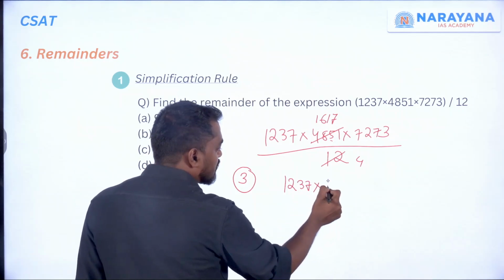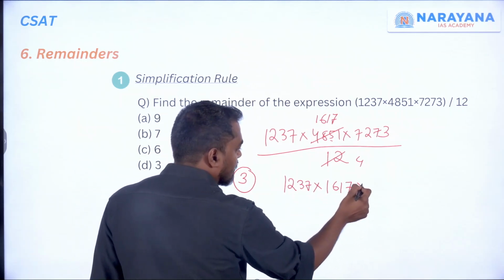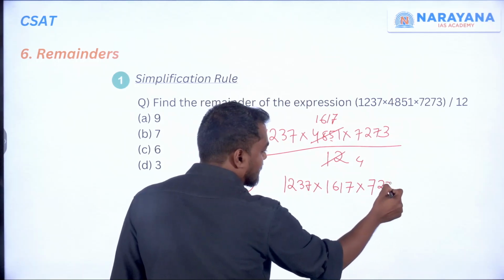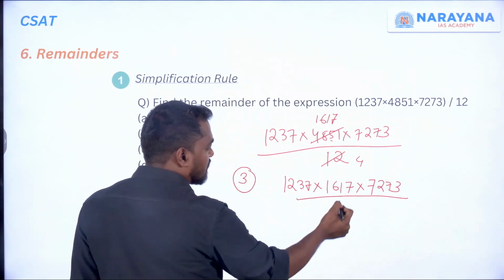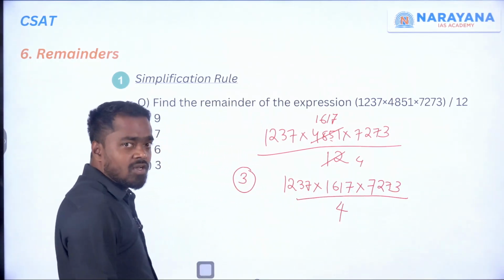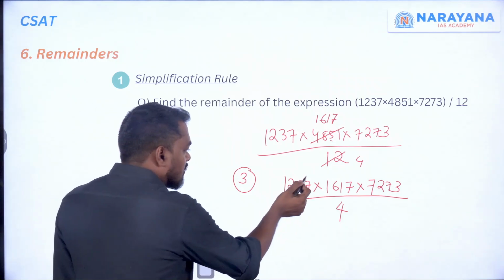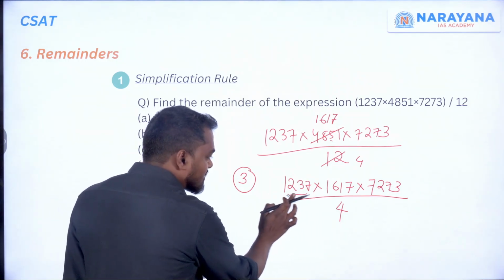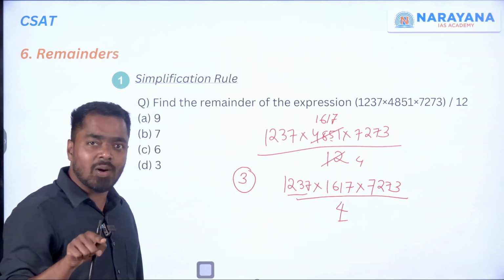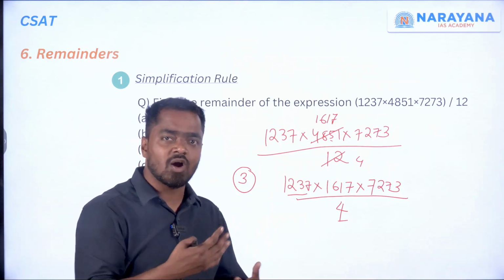1237 into 1617 into 7273 divided by 4. Now the expression is simplified. What is the remainder if you divide 1237 by 4? Again you have to apply the divisibility rules. So this is how you should apply.